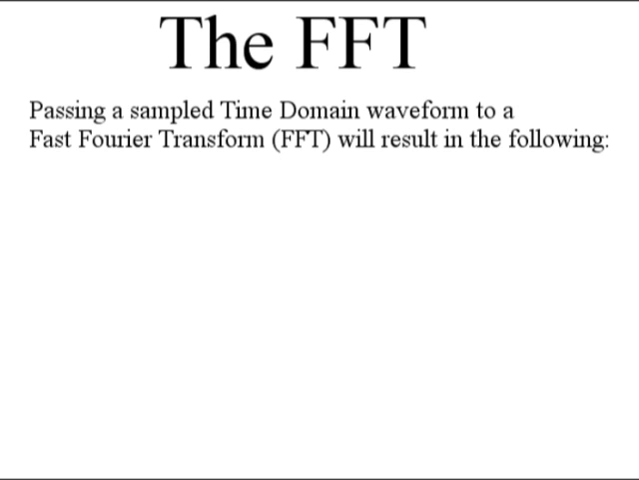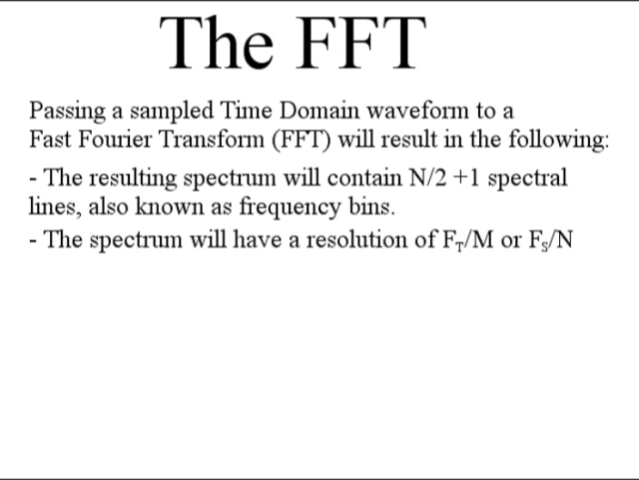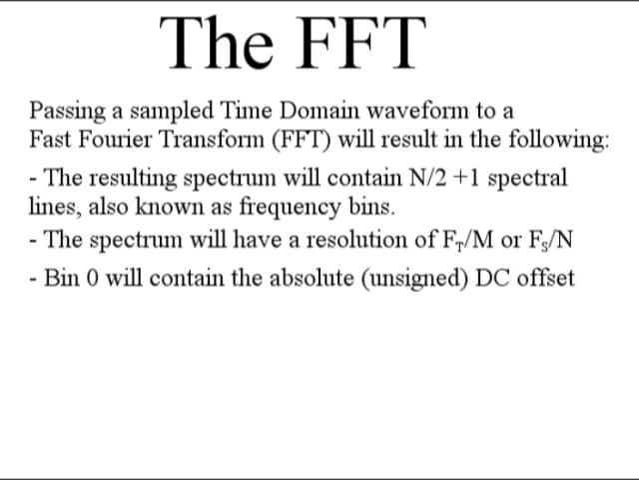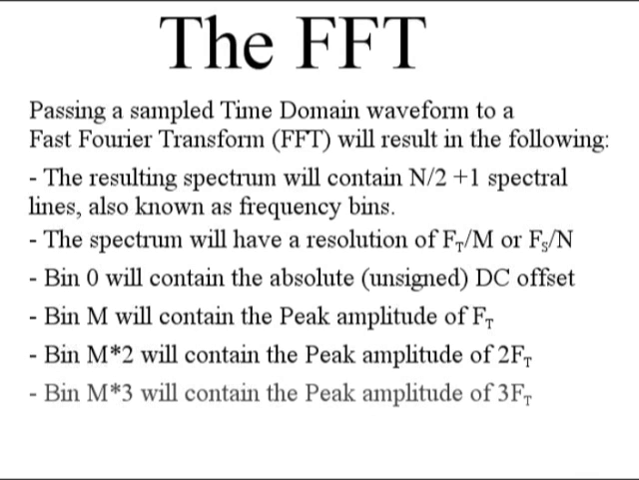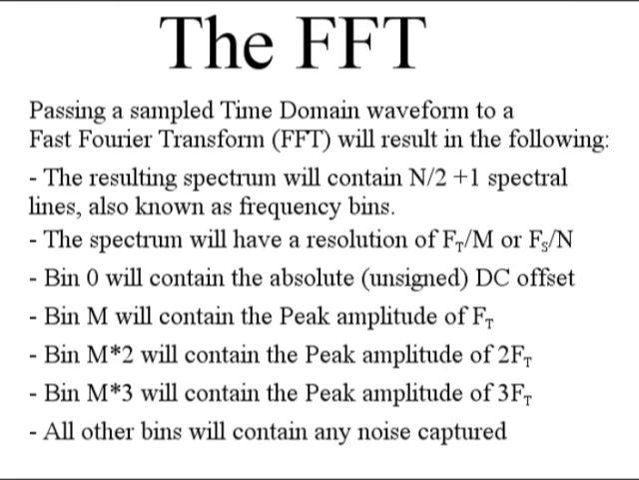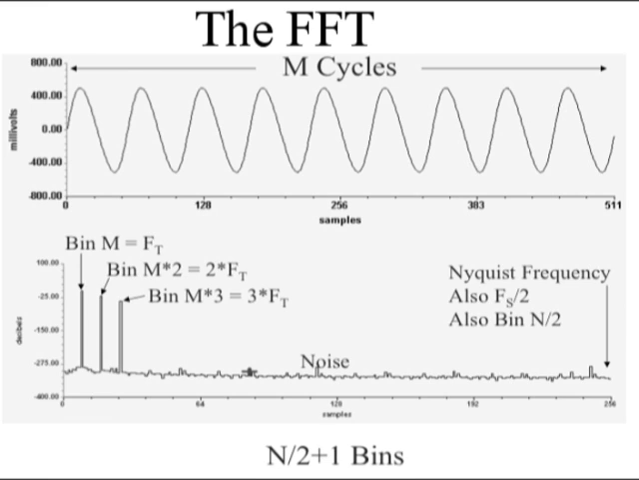Passing a sampled time domain waveform to a fast Fourier transform, otherwise known as an FFT, will result in the following. The resulting spectrum will contain N/2 + 1 spectral lines, also known as frequency bins. The spectrum will have a resolution of f_t over M, or f_s over N. Bin 0 will contain the absolute DC offset. Bin M will contain the peak amplitude of f_t. The harmonics of f_t will appear in multiples of bin M, and all other bins will contain any noise captured. With this diagram, I can describe what an FFT does for you.